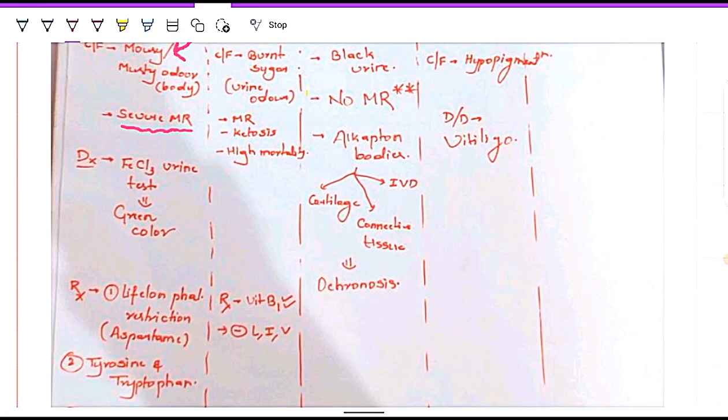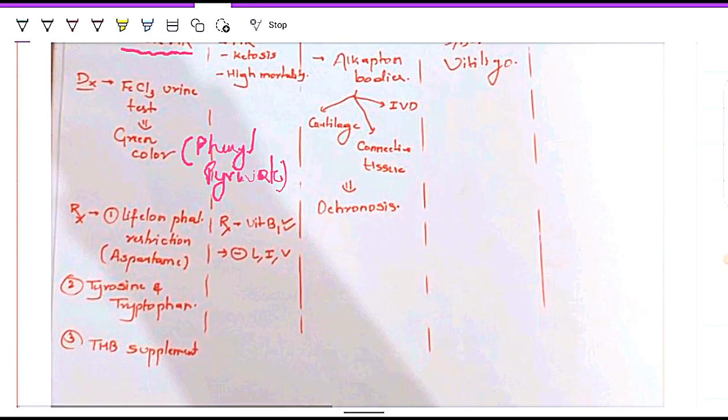For diagnosis, we do the ferric chloride test in urine. It will give a green color. You do not need the details about it, and this is mainly because of phenyl pyruvate; the reaction is given because of phenyl pyruvate in the urine. So how do we treat these patients? For treatment we have to do a lifelong restriction of phenylalanine.